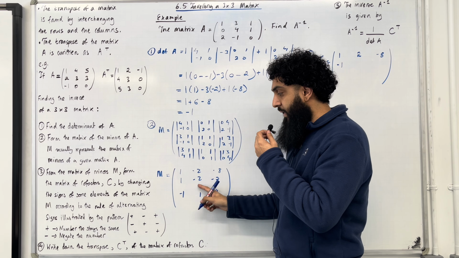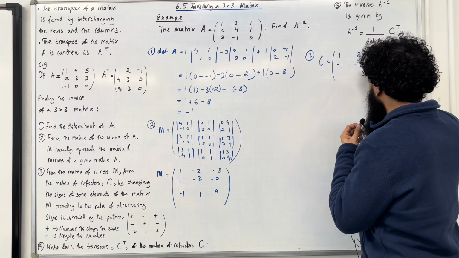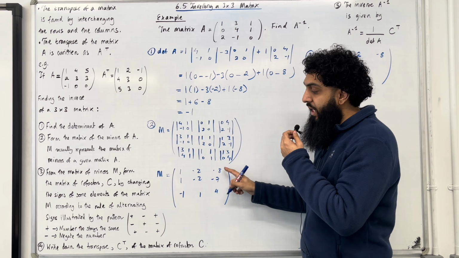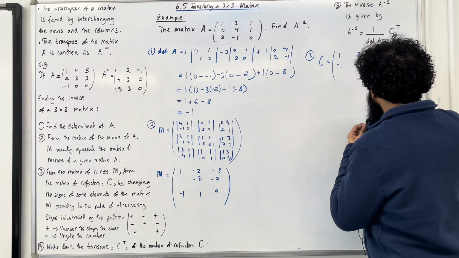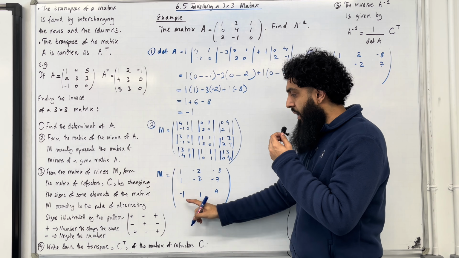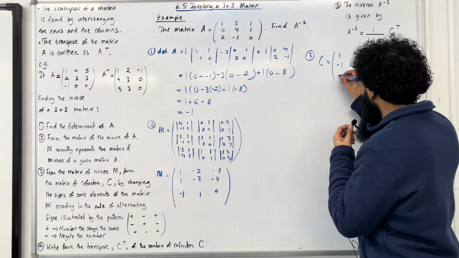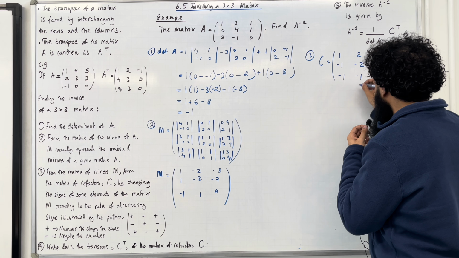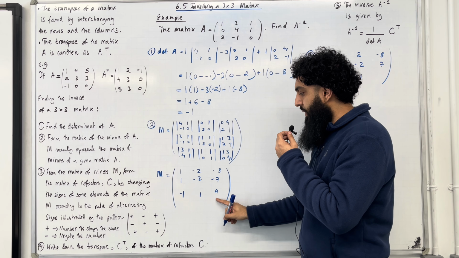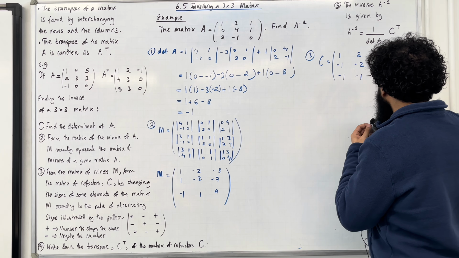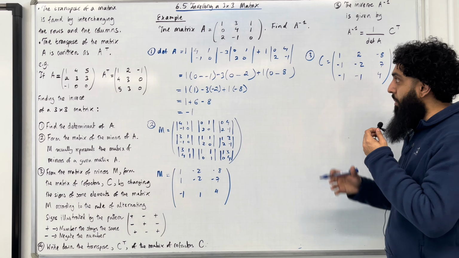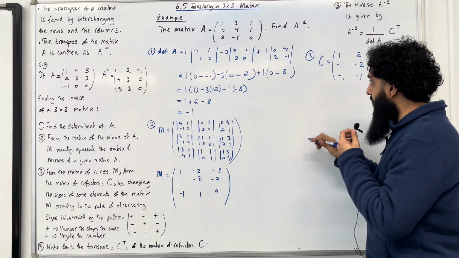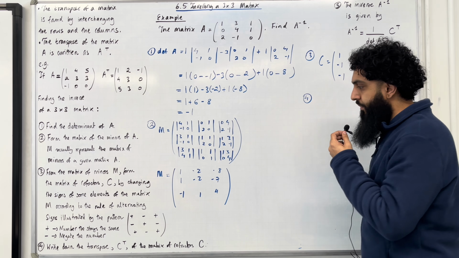Here I've got a plus, so the minus 2 stays the same. Here I've got a minus, so I need to negate the minus 7. That becomes a 7. And then over here I've got a plus. The minus 1 stays the same. I've got a minus here. I need to negate the 1, so I get a minus 1. And then over here I've got a plus. The 4 stays the same. Okay, so that there completes step number 3. Moving on to step number 4.